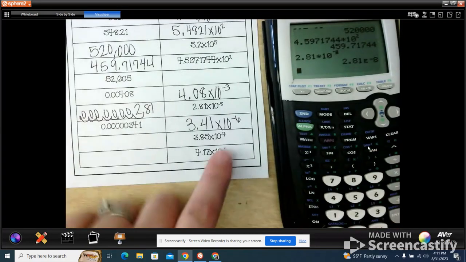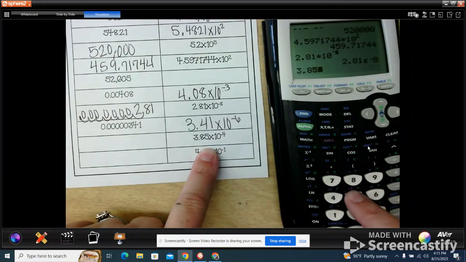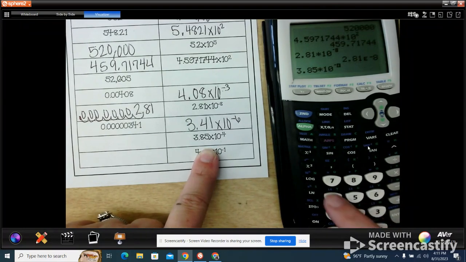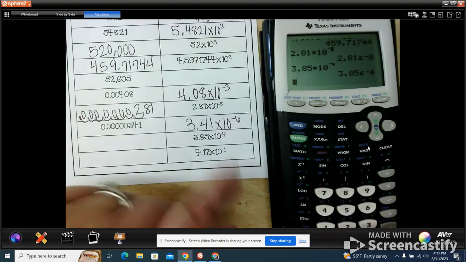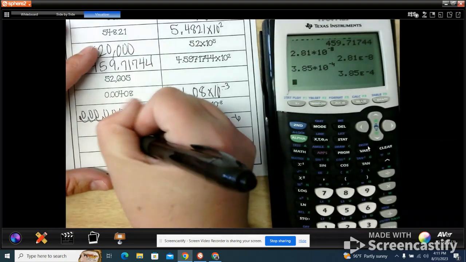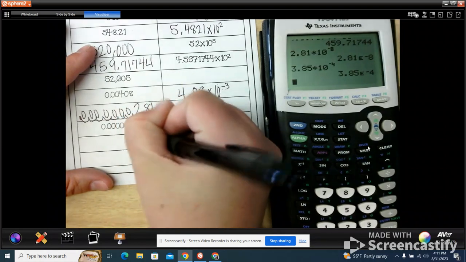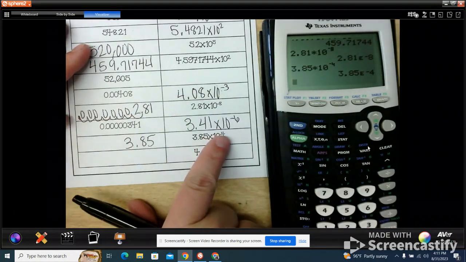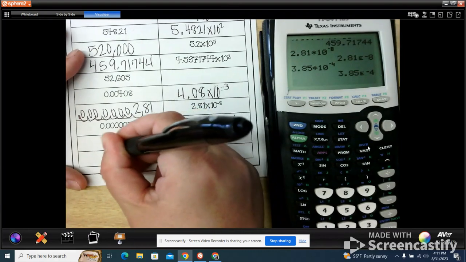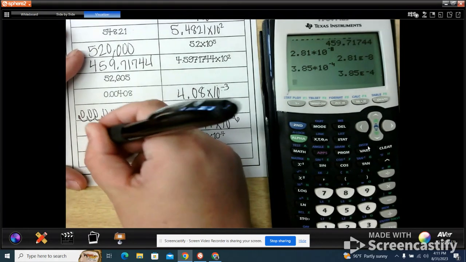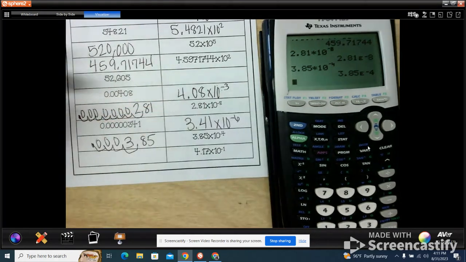All right, so let me do this one. 3.85 times 10 to the power of negative 4. And again, it did not work in the calculator, so we're going to have to do this one by hand. So 3.85, negative means left. 4 tells us that many times to move our decimal to the left. 1, 2, 3, 4. And then empty spaces will fill in with zeros.